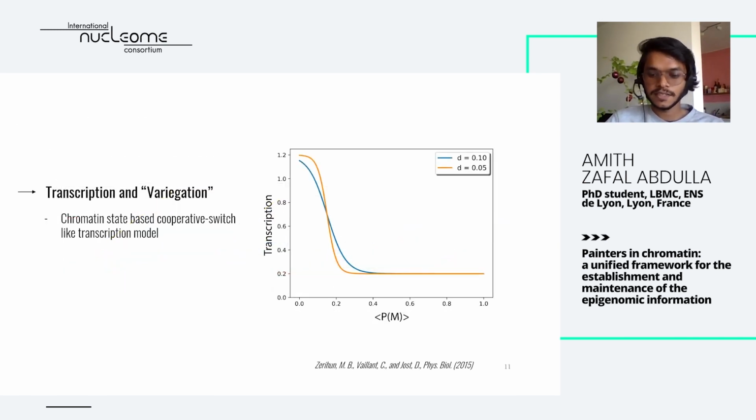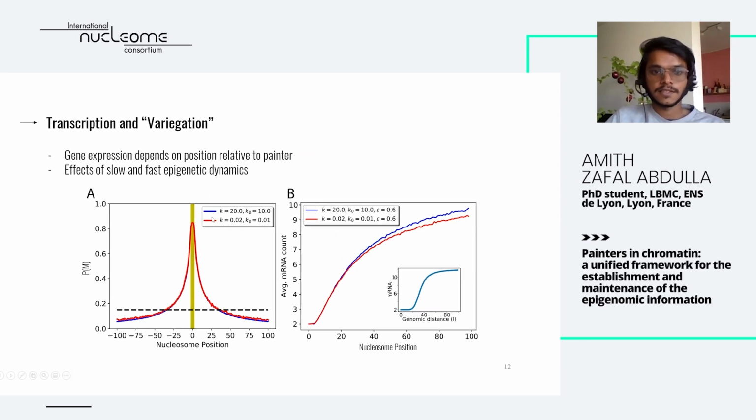So now let's look at how our chromatin state can be translated. For this, we introduce a cooperative switch-based transcription model. Considering modifications as a form of repressive marks, when there are very low repressive marks, the probability to be M, to be modified, is very low, and we have an actively transcribing region. When in our chromatin region we have high modifications, we only have leaky transcription activity. And D is a parameter which controls the steepness of the switch.